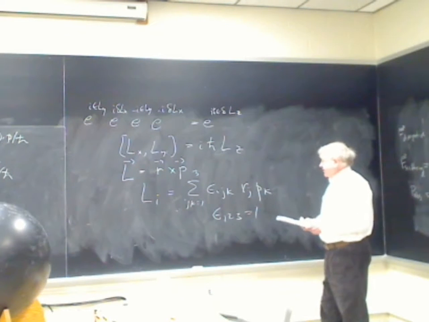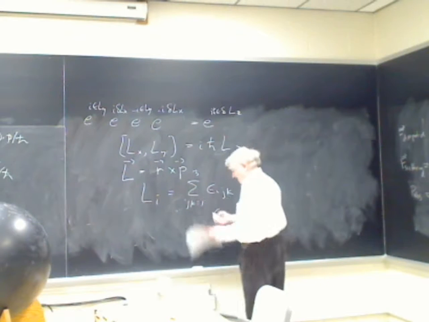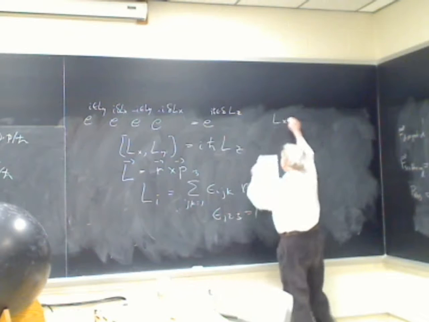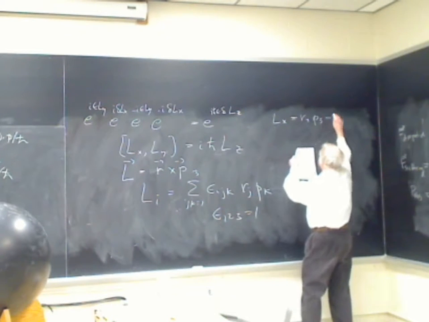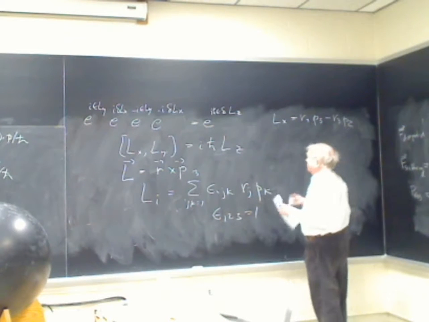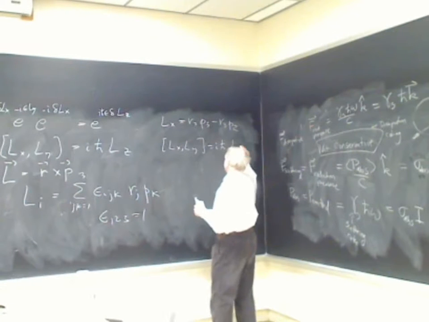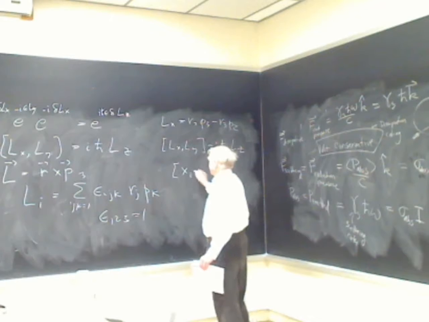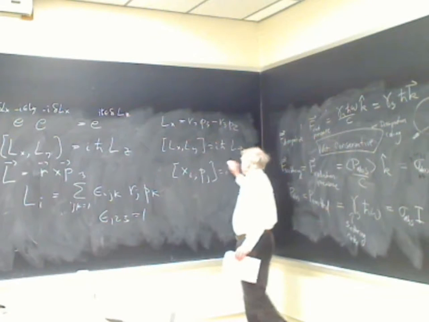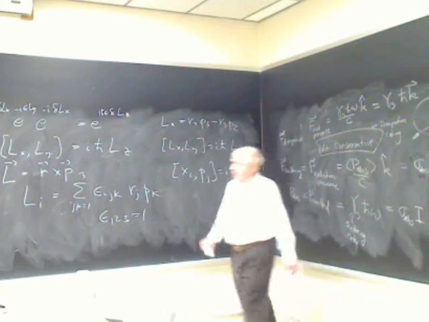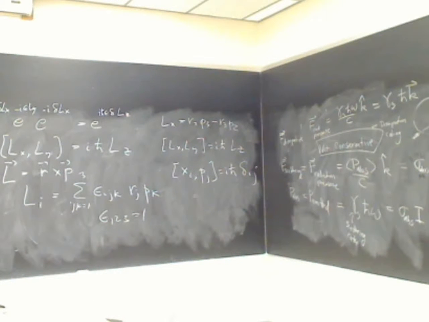We saw last time that since this is the case, for example, Lx is r2p3 minus r3p2, etc. And we saw that [Lx, Ly] is iħ Lz. This uses the basic commutation relation that [xi, pj] is iħ δij. This, of course, is a fundamental commutation relation which lies behind this rule here. Okay, well, we did that last time, so I'm just reviewing that material.